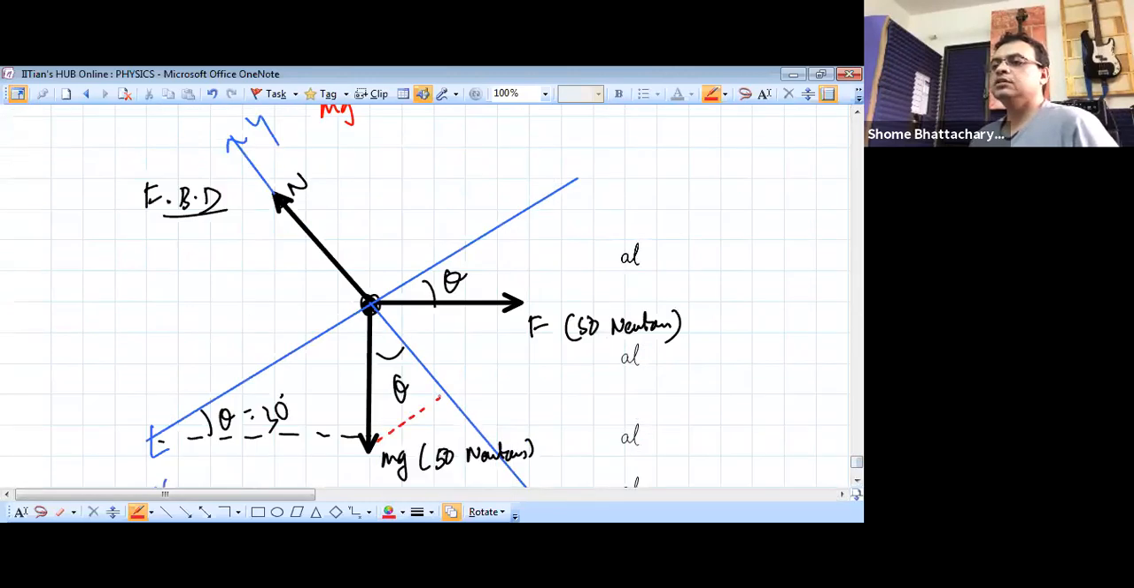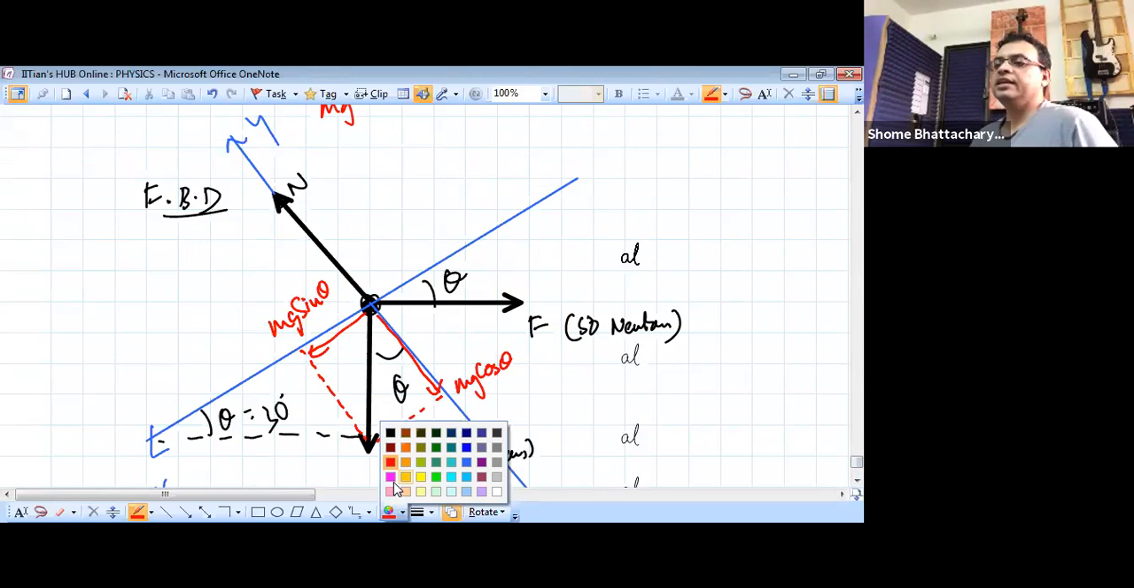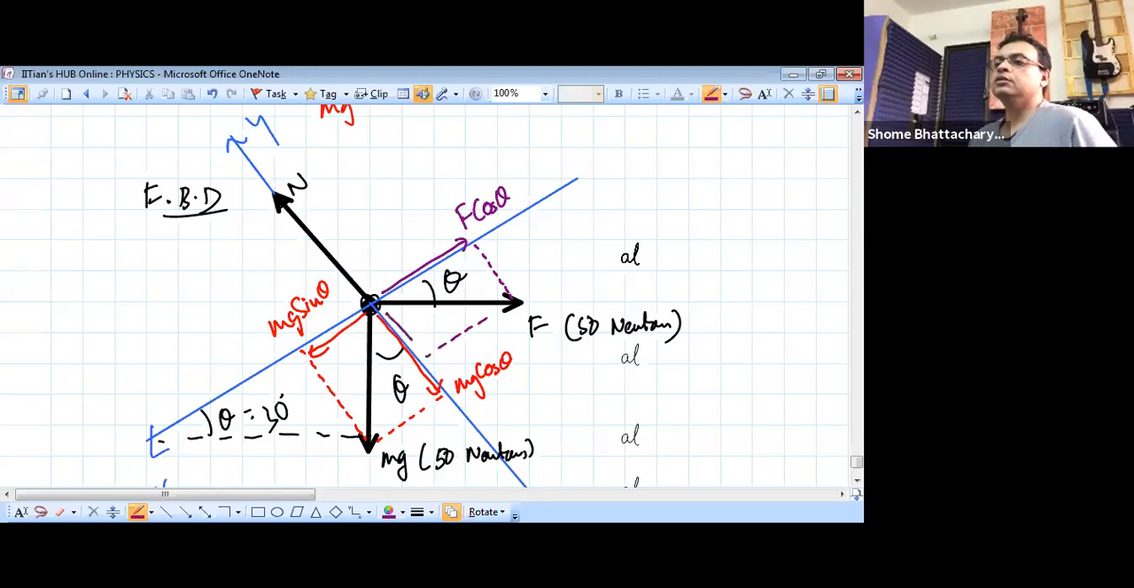So see, when you resolve mg, this component of mg, how much will it come to? Cos component will come. This will be mg cos theta because this angle is theta. And this component, how much will it come to? mg sin theta. Whereas when you resolve F, now notice that F is making a different angle. F is making theta with the x axis. So this component will be F cos theta, and this component will be F sin theta.